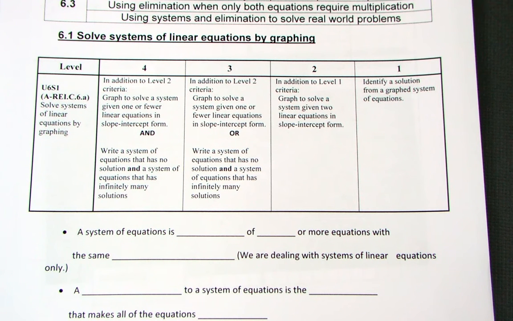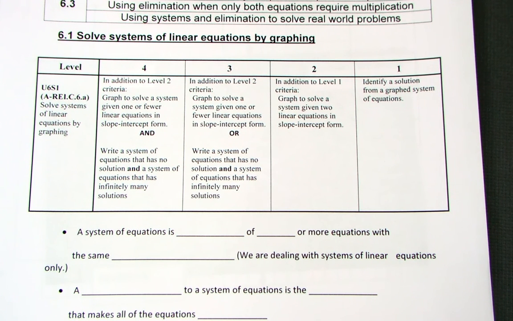Now, level 3 is a little bit different in that you have to get one of these two criteria correct, and it is in addition to the level 2 criteria. The two criteria are: you have to be able to graph to solve a system given one or fewer linear equations in slope-intercept form. That means that one of the equations is in slope-intercept form and maybe the other one isn't, or maybe they both aren't. Or you have to be able to write a system that doesn't have a solution, and a system that has infinitely many solutions.